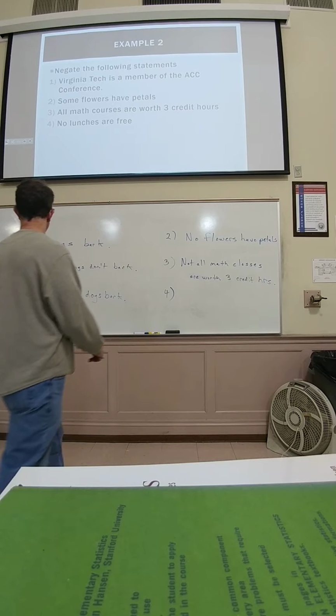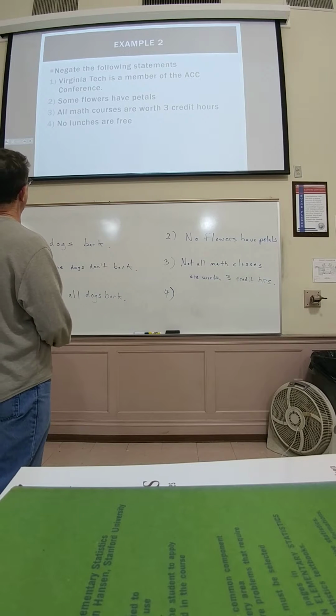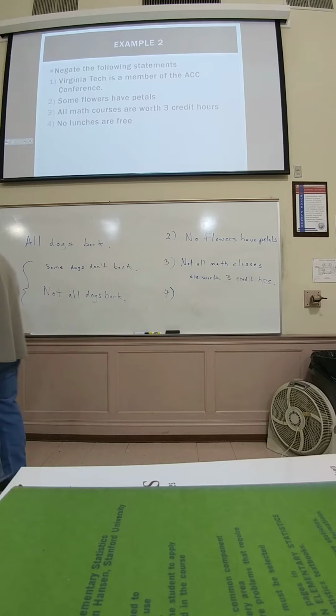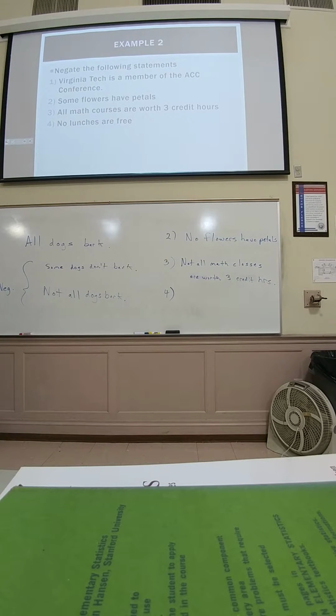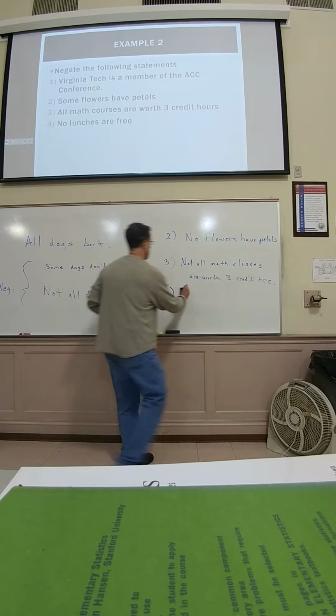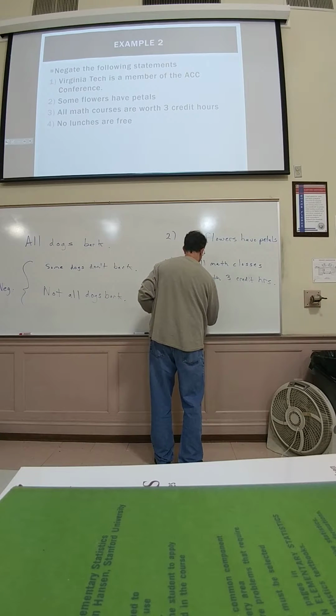On number 4, it says no lunches are free. If I go back to the slide here, I think the quickest way to explain this is, no x is y. If you go backwards, it goes to some x is y. So what you can do is say some lunches are free.